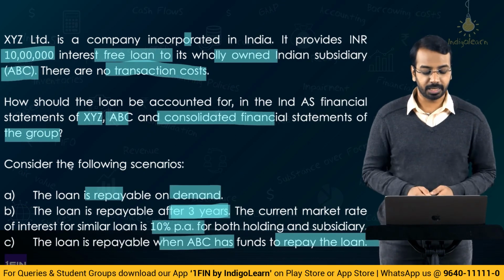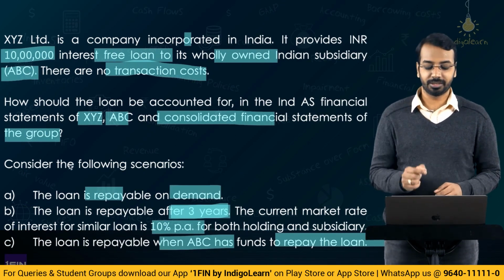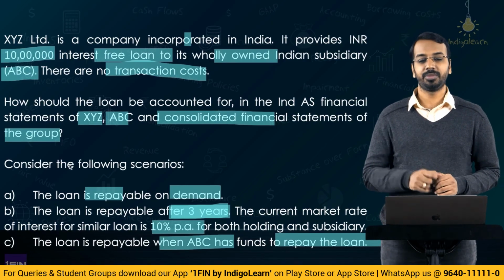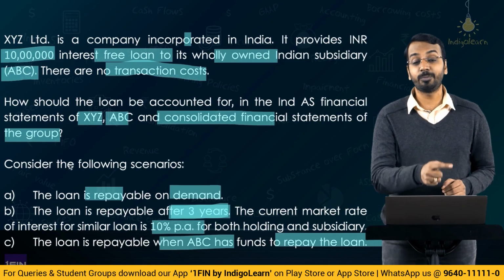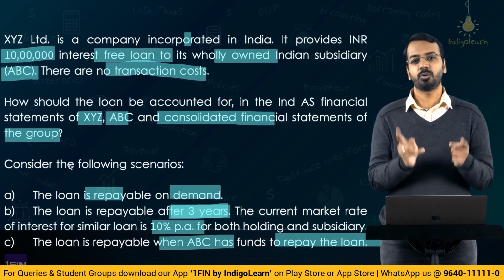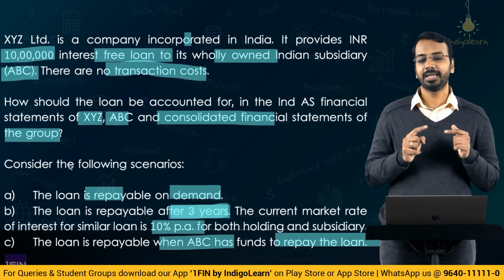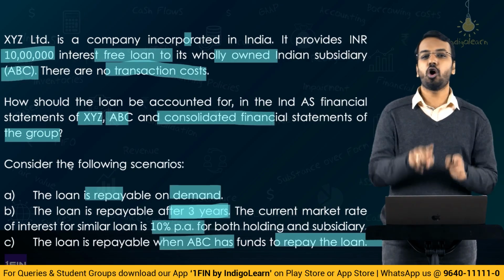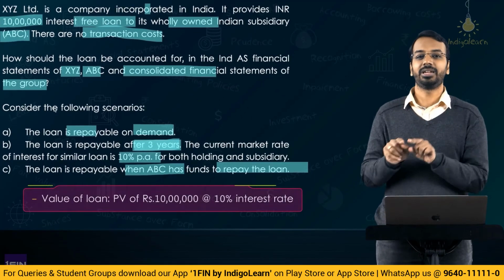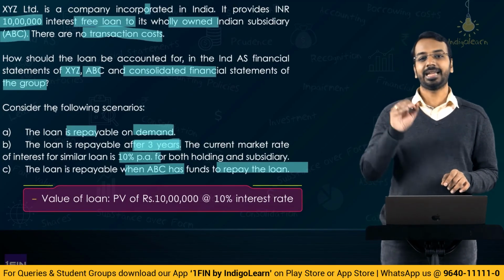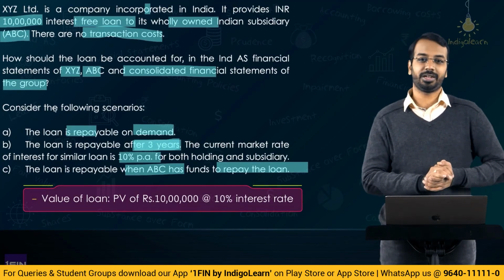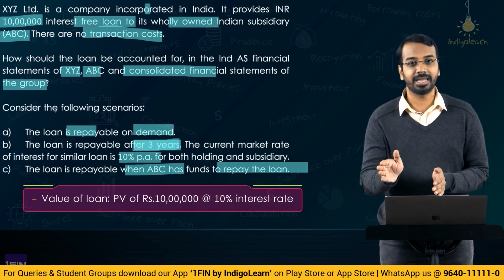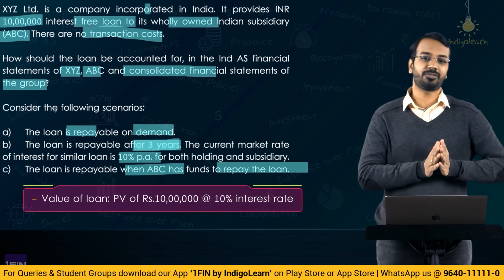Now, coming to scenario B, it says the loan is repayable after 3 years. Now, it is an interest-free loan. So, today the holding company gave 10 lakhs to the subsidiary. After 3 years, the subsidiary will give back 10 lakhs to the holding company. Now, the holding company will have to ask itself that if I will get 10 lakhs after 3 years from some another party, how much of loan will I give? The loan that I will give is the present value of 10 lakhs at 3 years considering 10% rate of interest, right? That is the amount that the holding company will give if somebody else says that they will give back only 10 lakhs after 3 years.